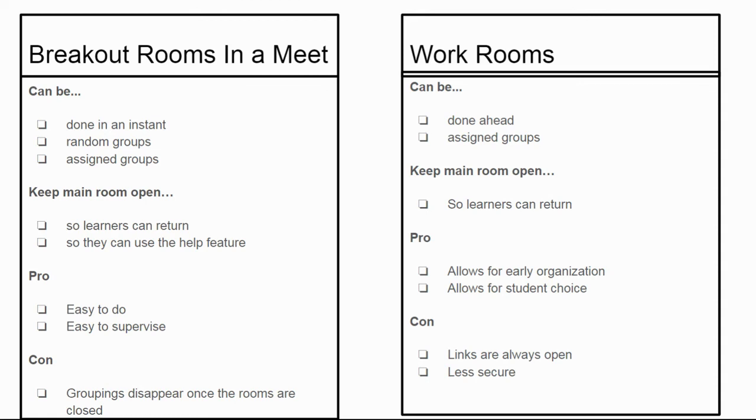If you are creating work rooms with their own unique Google Meet links, this can be done ahead of time and it can allow you to make assigned groups. You want to keep a main room open so learners can return. Additionally, you want to make sure that you have each room open when the students are in them. You may want to mute the tabs so that you can keep eyes on them, but you're not overwhelmed with the audio.